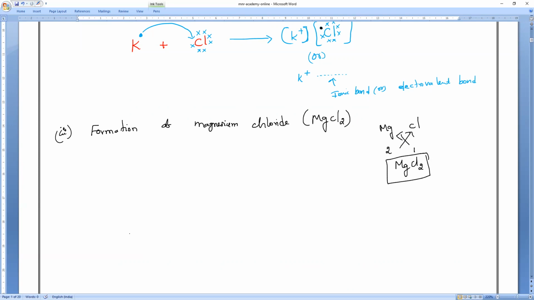Am I right, everybody? So first, it will turn into a magnesium ion when the magnesium becomes stable. So what is the electronic configuration? Please write it. Electronic configuration of magnesium: what is the magnesium atomic number? 12.